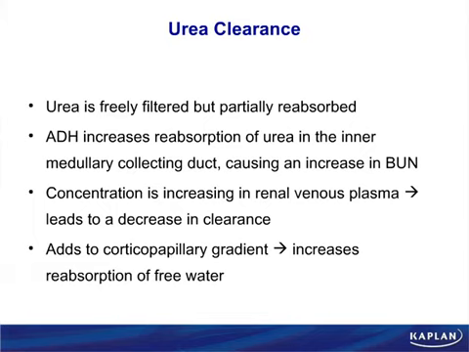Therefore, what you're going to see is an increase in BUN, an increase in urea in the renal plasma, leading to a decrease in its clearance. Therefore, ADH leads to a decrease in the clearance of urea because more urea is reabsorbed in a situation with high ADH levels. When urea is reabsorbed, a lot of the urea sits in the interstitium of the medulla. We call that urea recycling.